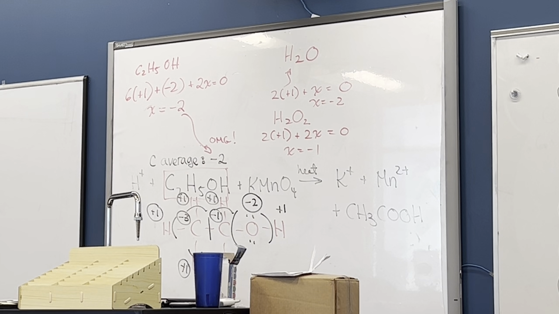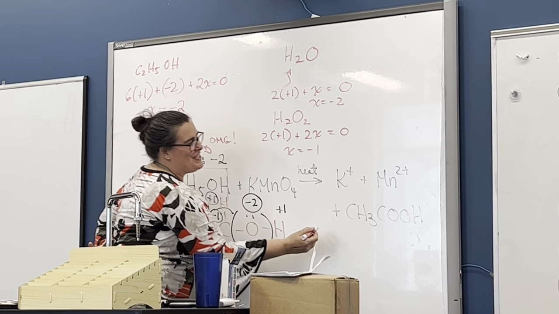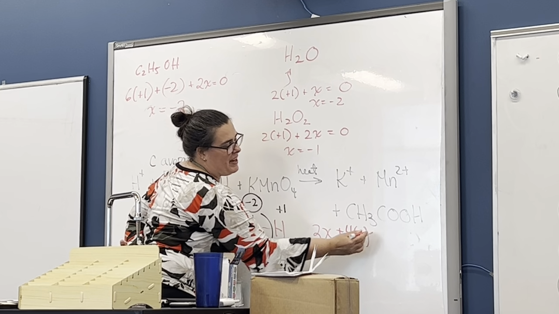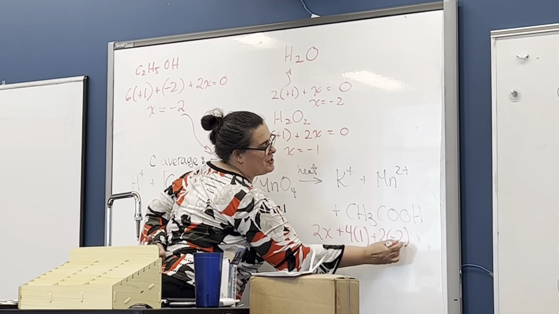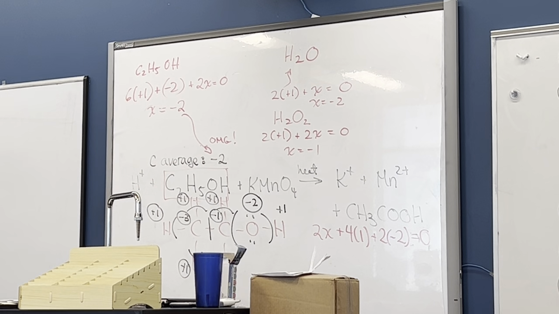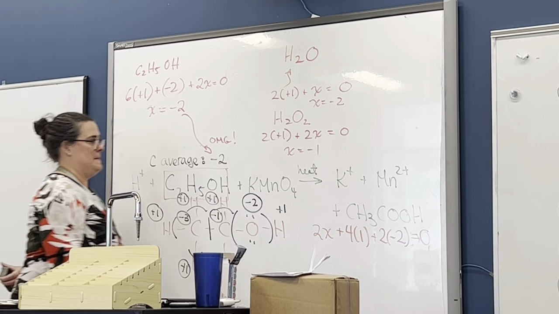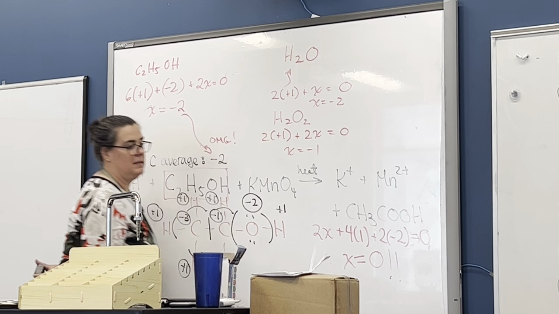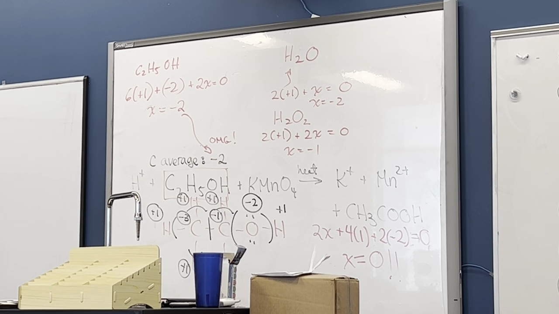Let's see how we did with the ethanol. The ethanoic acid, excuse me. 2x, I still don't know what carbon is. 4 1s for the hydrogen. 2 minus 2s for the oxygen is equal to 0. What's x, everybody? Oh my gosh, we got it right. And so we can see more quickly that on average it's gone from -2 to 0, or on average it has lost electrons. So that's how we do it.